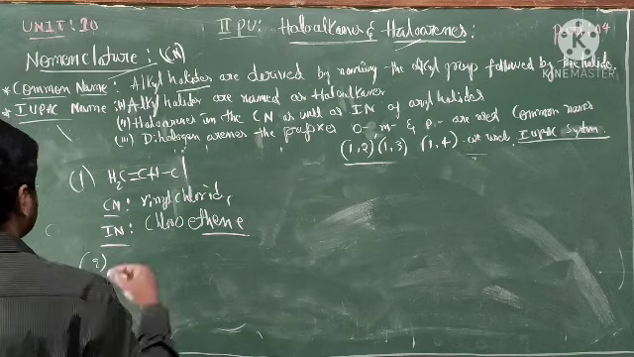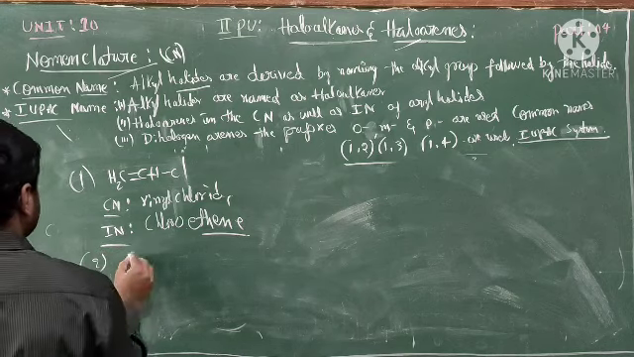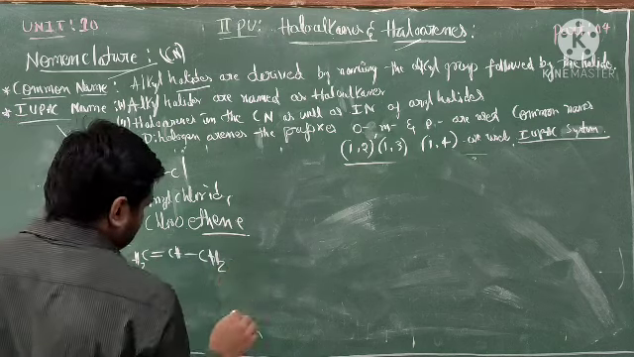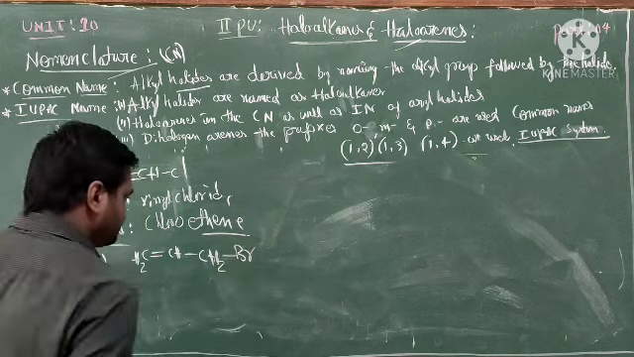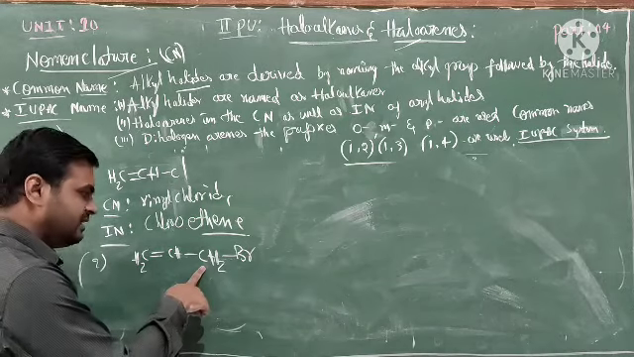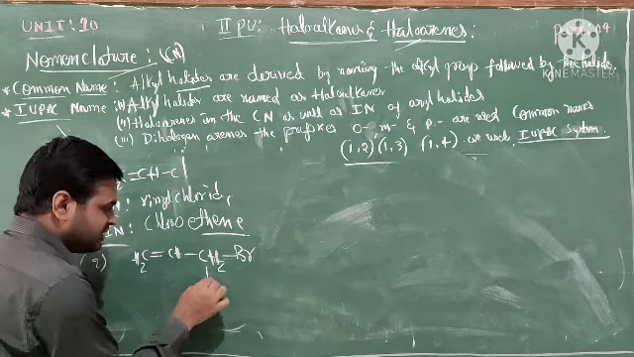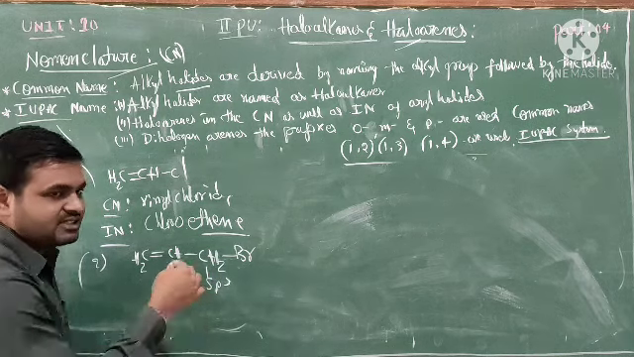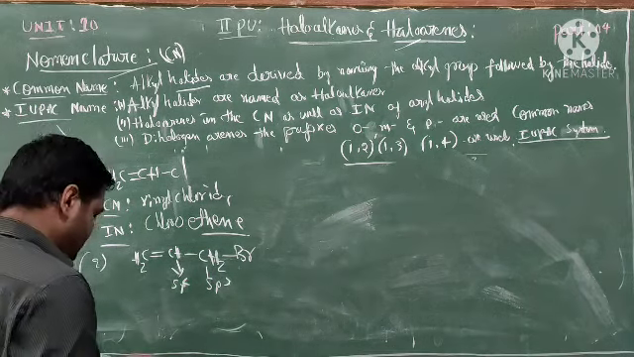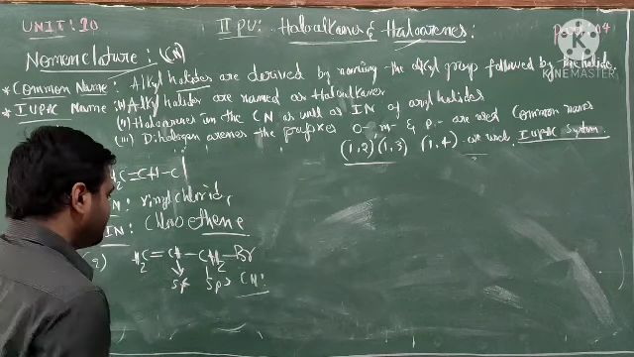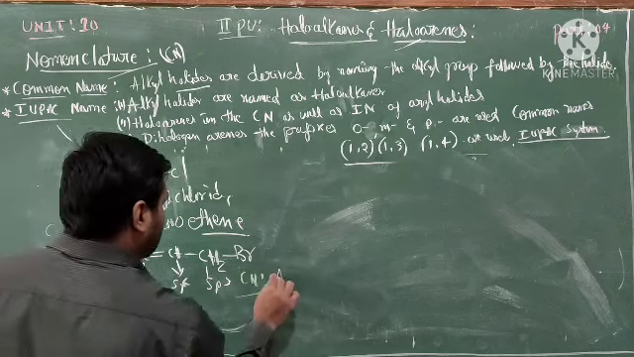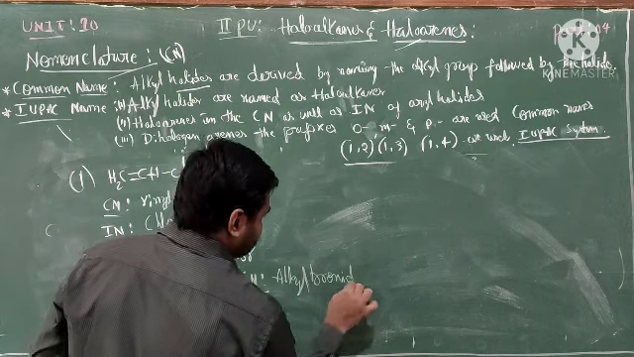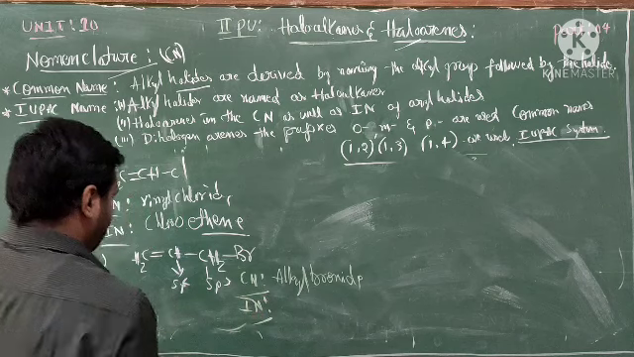Next is allylic halides, like CH2=CH-CH2Br. Okay, the halogen is present on an sp3 carbon atom, which is attached to an sp2 carbon atom. This is called allylic halides. So the common name is allyl bromide. What about the IUPAC name?